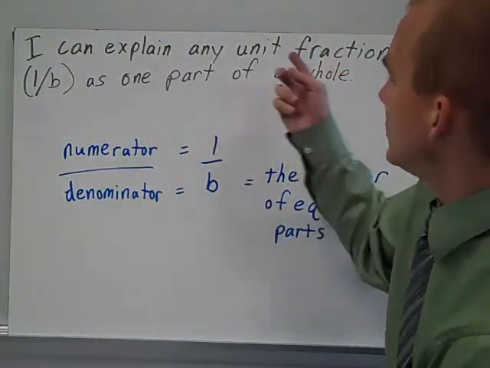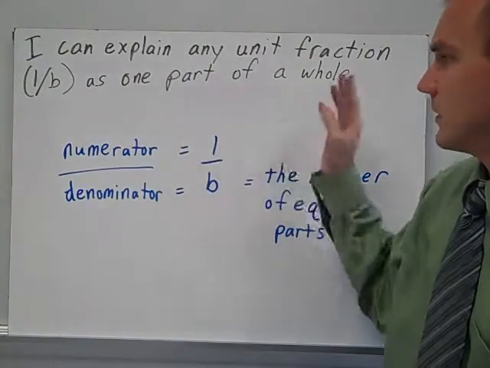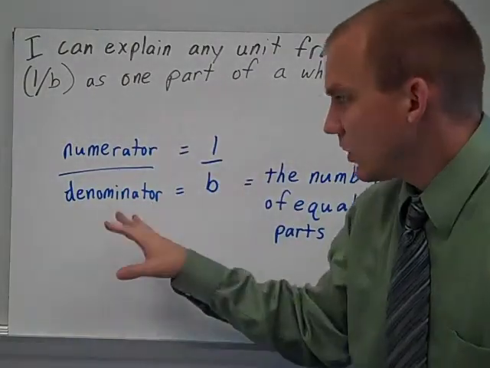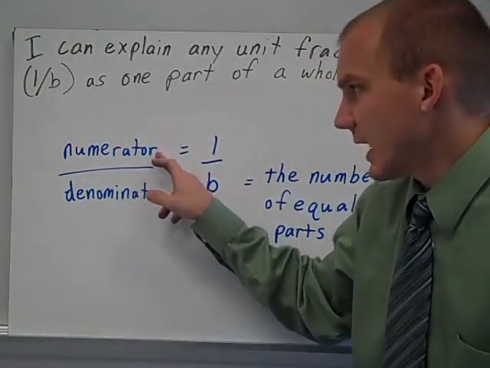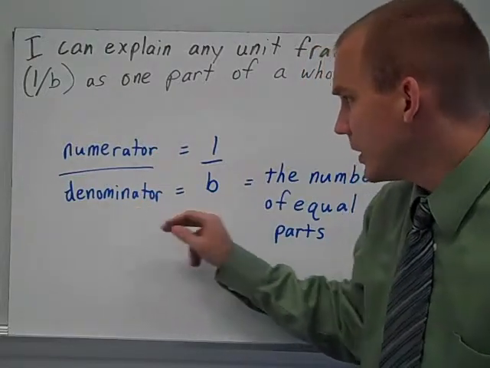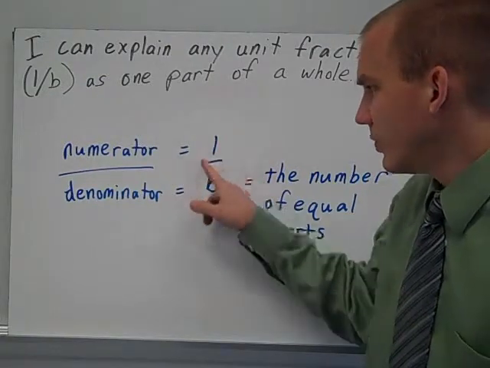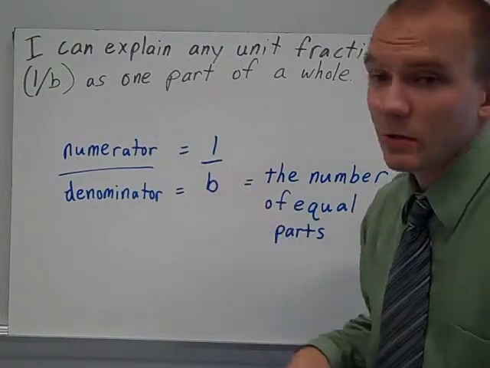I can explain any unit fraction, 1 over b, is one part of a whole. So what we're looking at here is fractions where the top is called the numerator and the bottom is called the denominator. Looks like 1 over b. Now in this case all of our numerators will be 1. b, what does that mean?